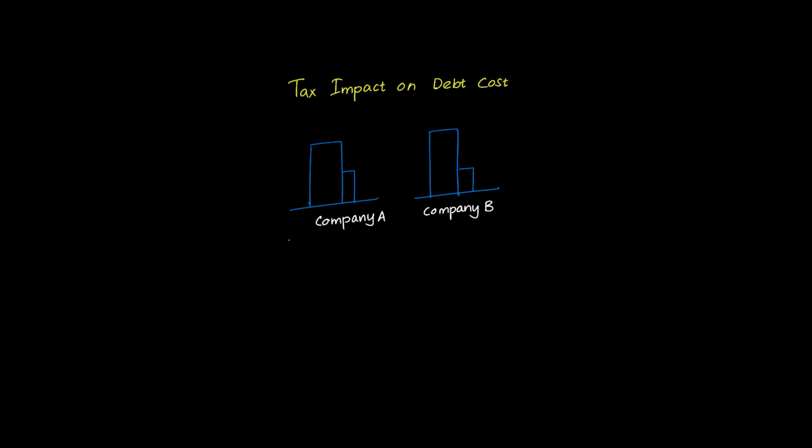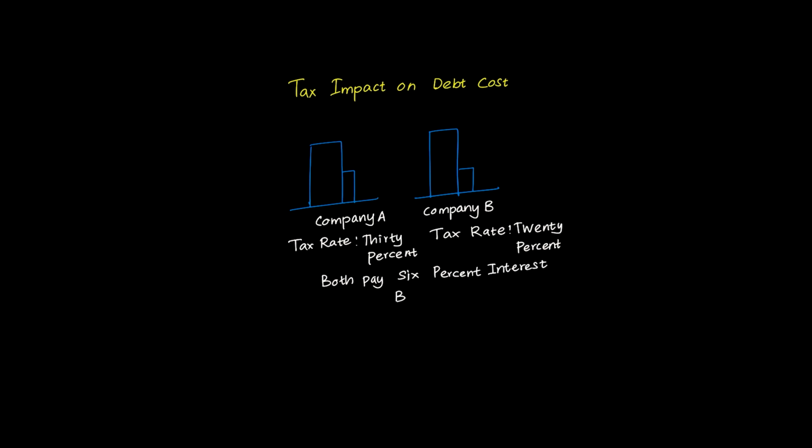Here's a revealing scenario about tax benefits and debt financing. Two companies have identical before-tax debt costs. Let's say both are paying 6% interest on their loans, but Company A operates in a jurisdiction with a 30% corporate tax rate, while Company B faces only a 20% tax rate. The question asks, which company has the lower after-tax cost of debt? The answer is Company A, the one with the higher tax rate.